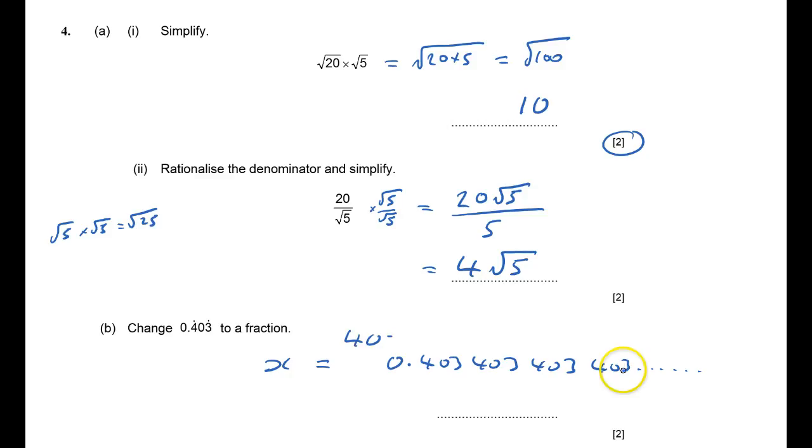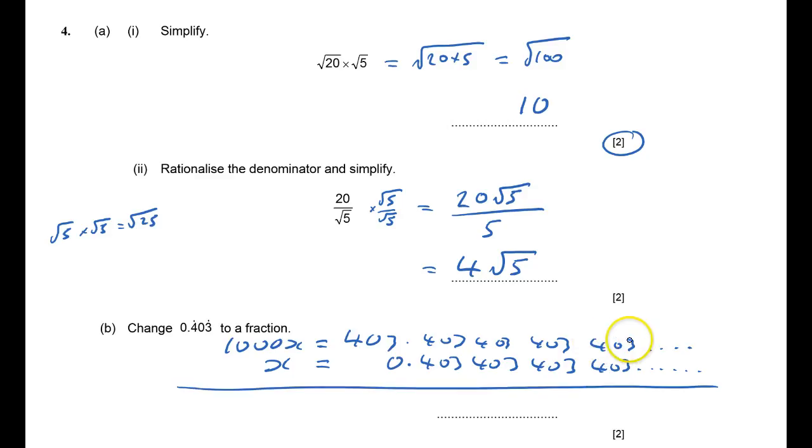I will get 403.403, 403, 403, goes on forever, and that'll be 1,000 x's. Because basically when I times by 1,000, the decimal point moves that way, but you would get 403.403. Clever bit now is I can subtract those, and that will give me 999 x's equals just 403, because all this bit here is the same as the bit underneath.